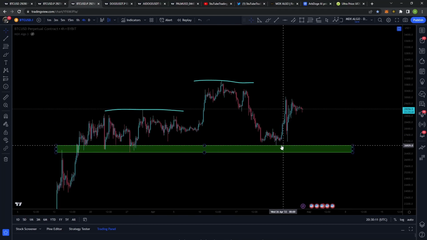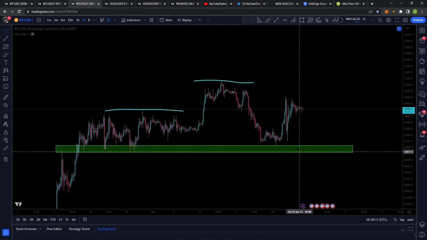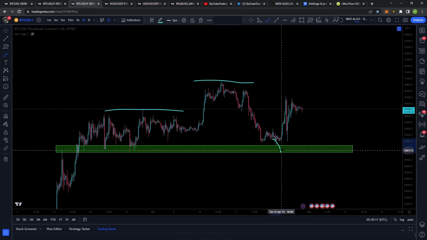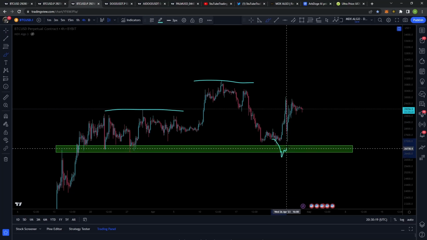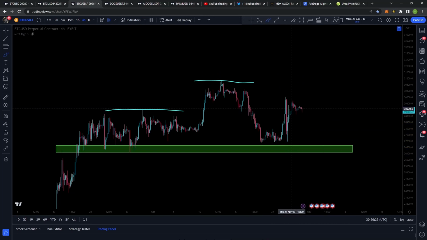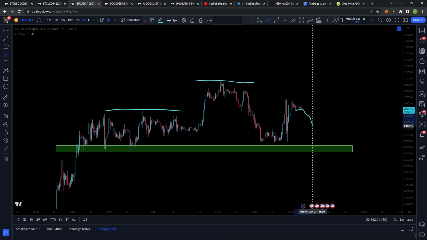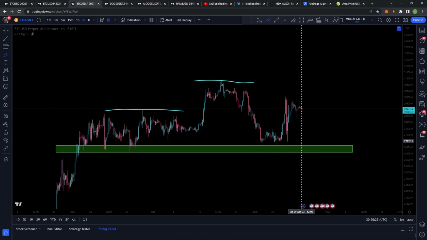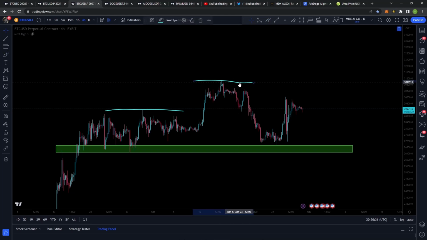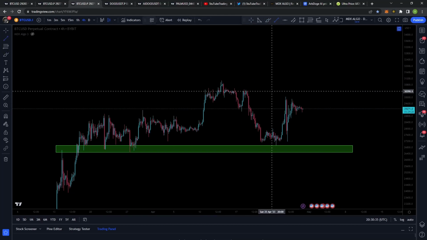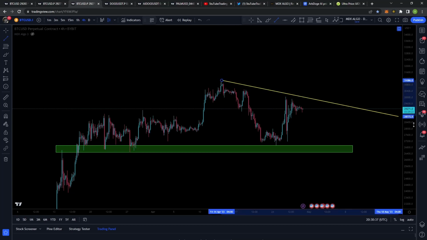The fact that we came back down and tested this green box absolutely perfectly is nice. I was quite honestly expecting us to test the bottom of this, maybe even dip down below for a little fake out before climbing. Yeah, we could absolutely drop back down to these levels, but as long as we stay above this green box, I'm staying bullish. We might consolidate and bounce around a little bit. Maybe we're forming some kind of a falling wedge.